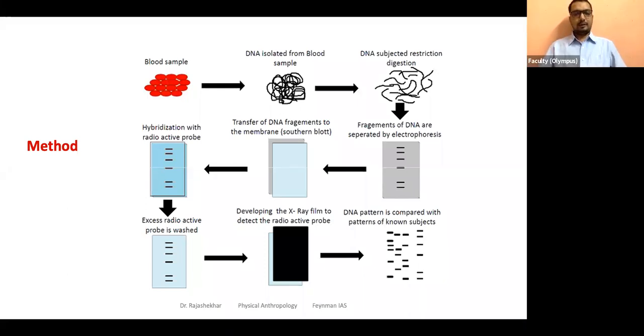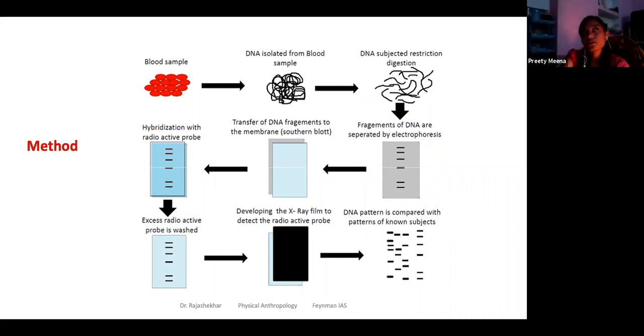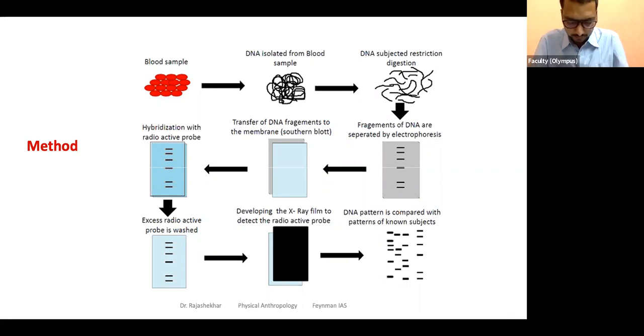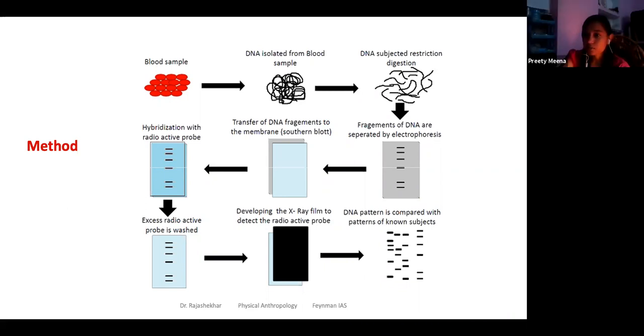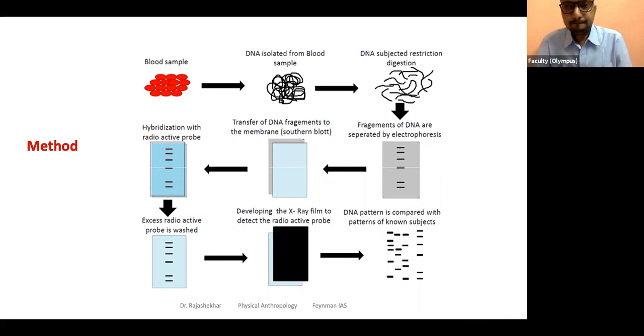So we talked about separation based on charge. So separation based on size and charge. Size, correct? Size and charge, right? So DNA has negative charge. So negatively charged DNA will be attracted to the positively charged electrode.